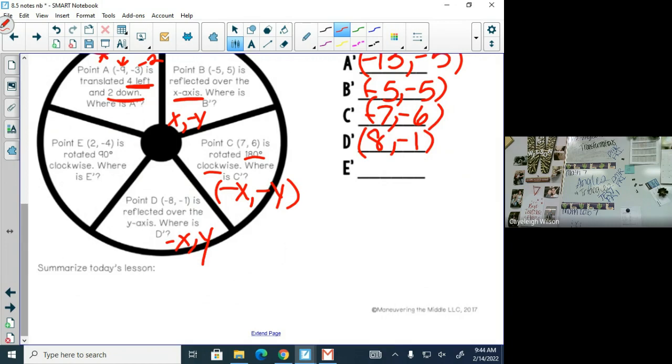All right, and then the last one, point E, is at 2, -4, and it's rotated 90 clockwise. Eli? -4, -2. And that is right, because with a rotation of 90 degrees clockwise, the x and the y switch, right? And then which one becomes negative? Oh, no, the Y. So the x and the y switch, wait, no, I did that backwards. The x becomes negative.